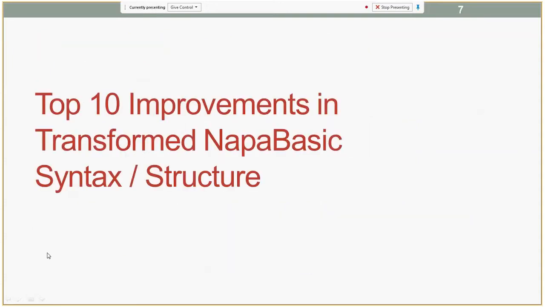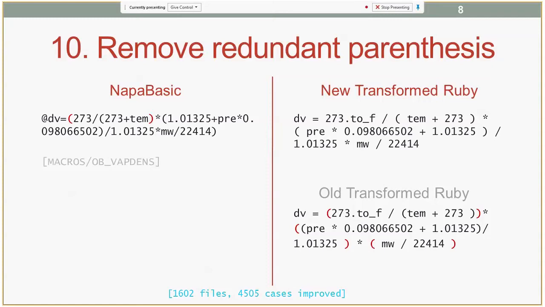So now we will go through the top 10 improvements that we have been doing in the past 2 months for the syntax of the transformed Ruby code. And in each case, I will compare some examples of NapaBasic in the original sources, and then the existing Ruby transformed code, and in some cases also the Ruby transformed code as it was before the recent improvements. So from 10 to 1.